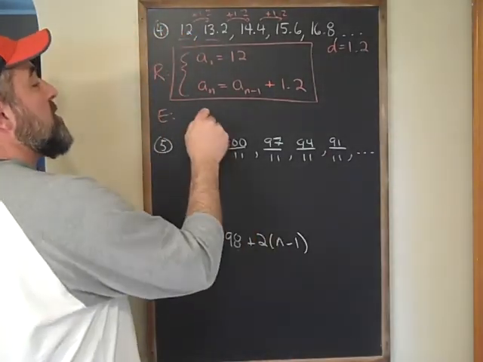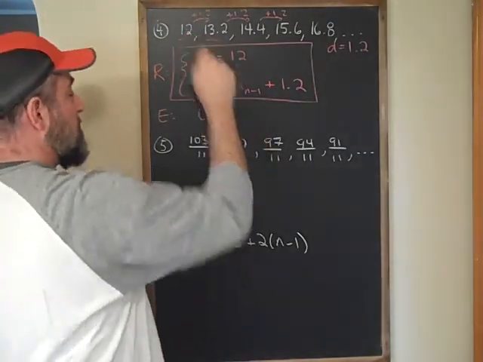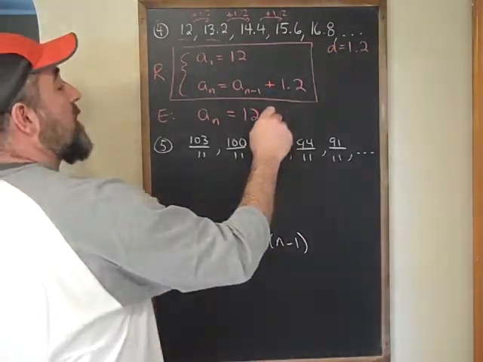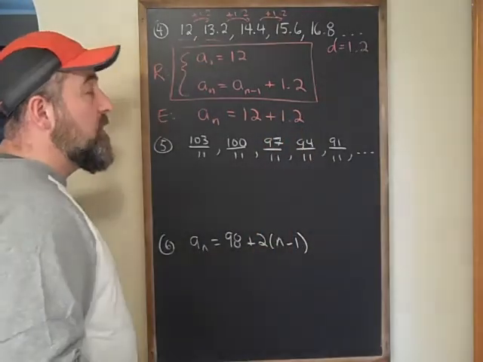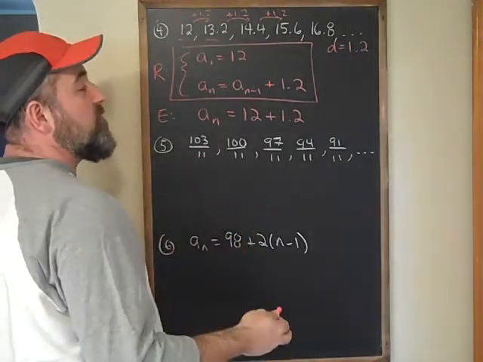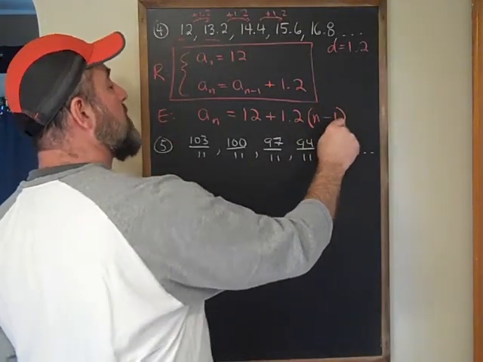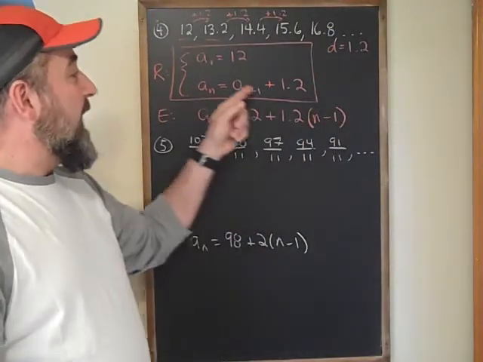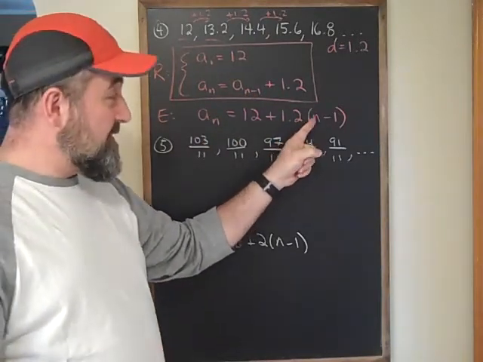For the explicit formula, we'll start with the first term in that sequence, 12, and now it's growing through constant addition, so we're going to write plus that amount that's being added, 1.2, and then to account for repeatedly adding 1.2, repeated addition would be expressed as multiplication, so we're going to multiply it by n minus 1. Now this n minus 1 doesn't mean the previous term. a sub n minus 1 means the previous term. This means the position in the sequence.